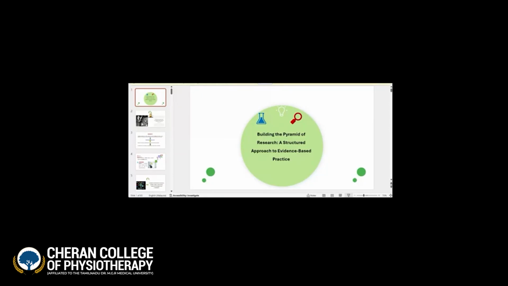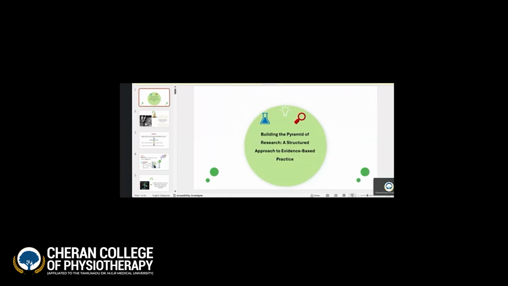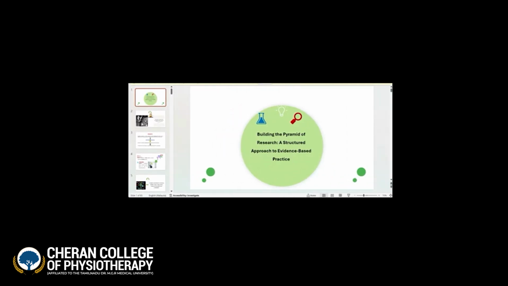We will be starting with building the research pyramid, a structured approach to evidence-based practice. As we all know, in healthcare research we always go for an evidence-based practice. It is not only for research; when we go for any clinical practice in our day-to-day life, whether it's physiotherapy, medical practice, or dental practice, whatever practice we are doing in our healthcare professional life, it is based on evidence-based practice.